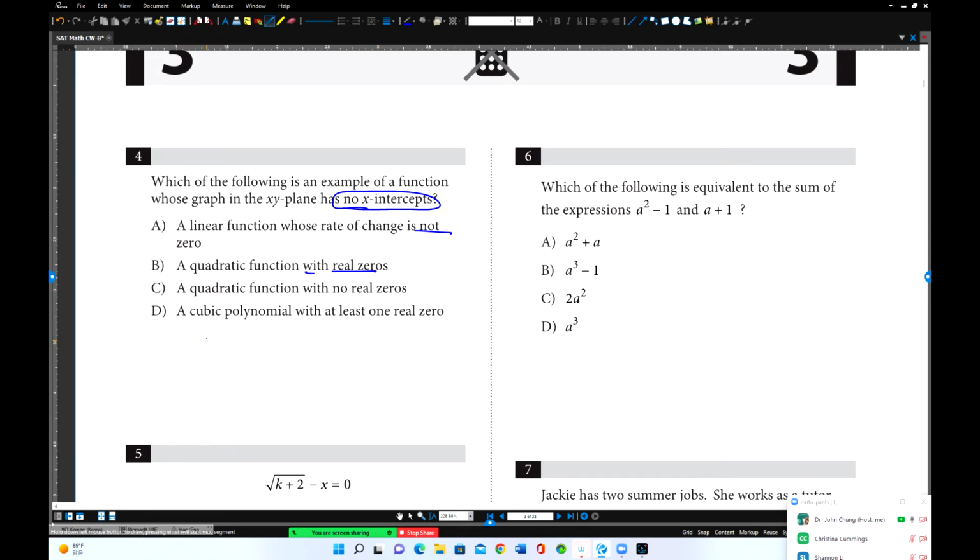No real zeros means what? Imaginary. Imaginary means what? They don't have any intersection with the x-axis. Because there's no real. Okay, there's no x-intercept. No real means what? No intercept. But this is what we said, imaginary root.